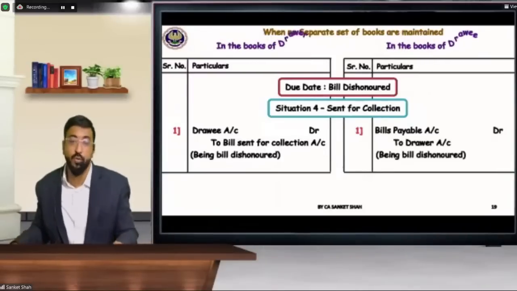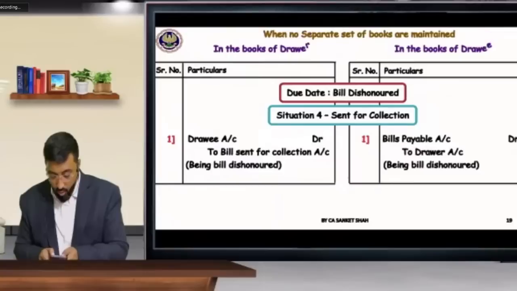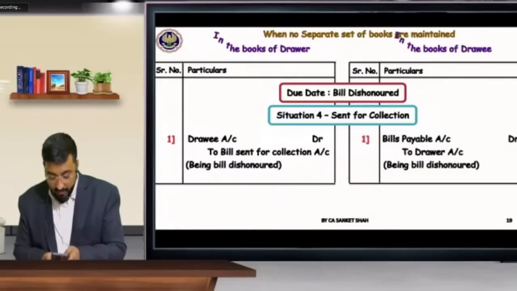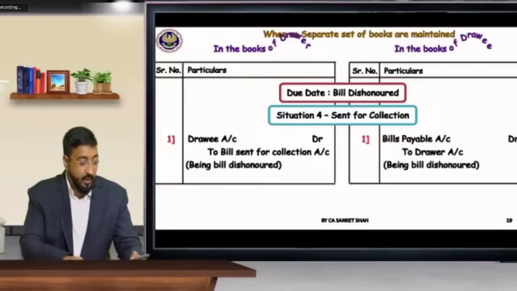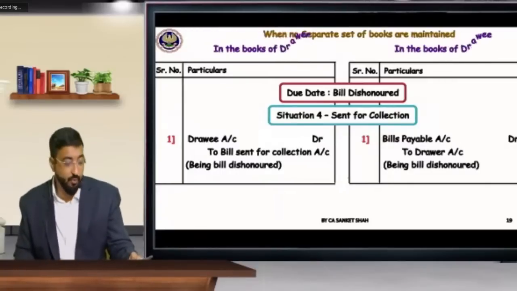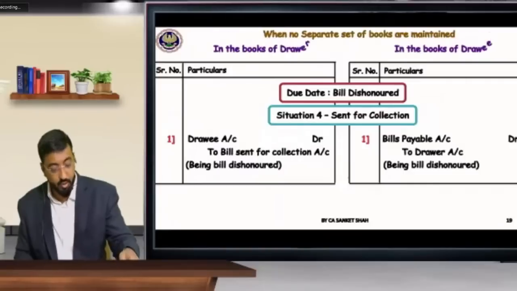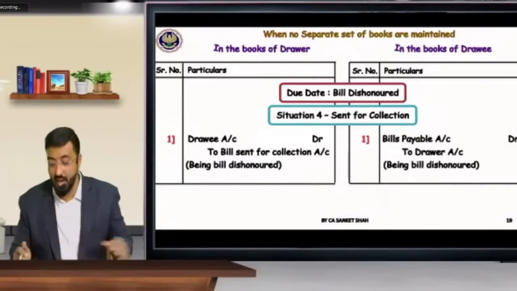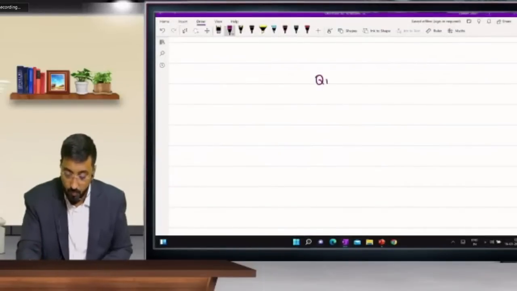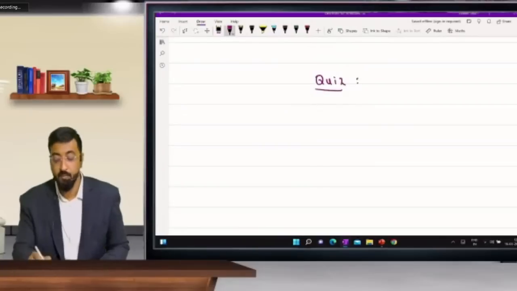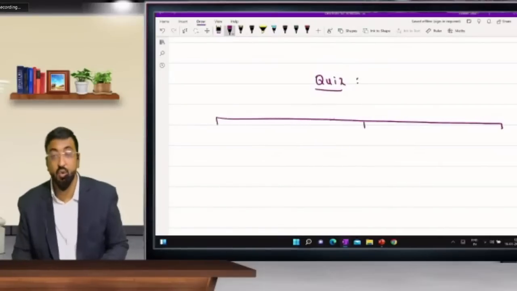Now it's time for a quiz, beta. Ready for the quiz? Only a 5 minute quiz, beta. I'm going to ask you 3 questions. Let's see how many of you can answer. Chalo, I'm waiting for your answers, beta. Chalo, ready? Everyone, let's start. Quiz time. I'm going to ask you 3 questions and let's see who are the winners.